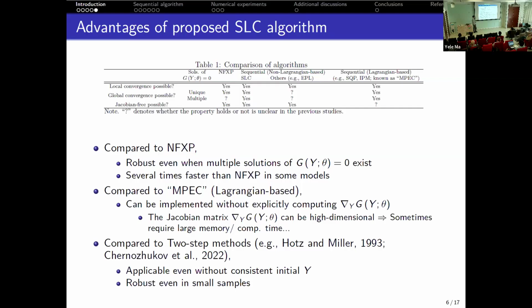And compared to the method, basically the SLC algorithm is applicable even without consistent initial Y, and usually it is robust even in small samples.